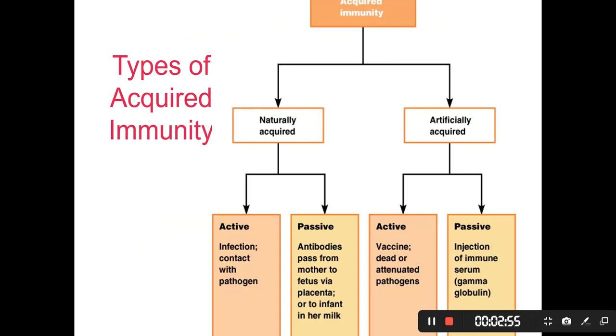Now, that was innate immunity. Coming to acquired immunity, what are the types of acquired immunity? There are two types, natural and artificial. Either the body will naturally acquire it or it will artificially acquire it. And there are two modes of acquiring it: either an active mode or a passive mode.